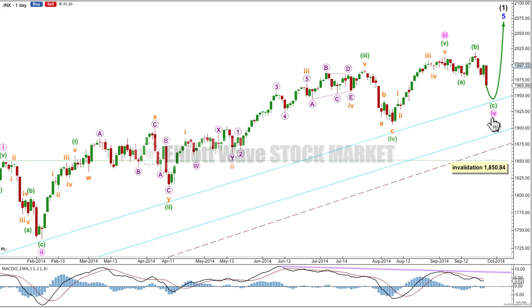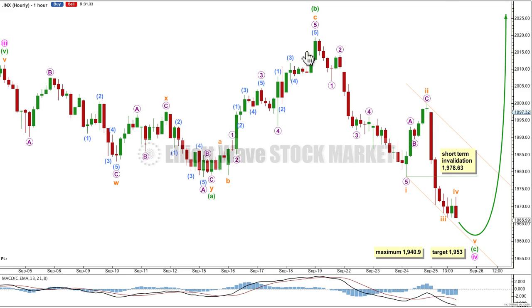Let's have a look at the hourly chart where the end of minute 3 and the beginning of 4 is here. We have a 3, 3, 5 expanded flat correction. Minuette B is 125% the length of minuette A. Minuette C has now passed 1.618 the length of A. The next target I could calculate at minuette degree would be where C is 2.618 the length of A. But I don't think that will be reached because that would see that aqua trend line overshot, and I don't think that's going to happen.